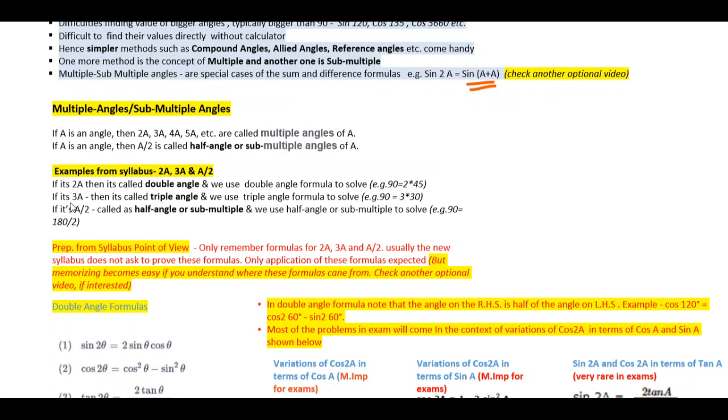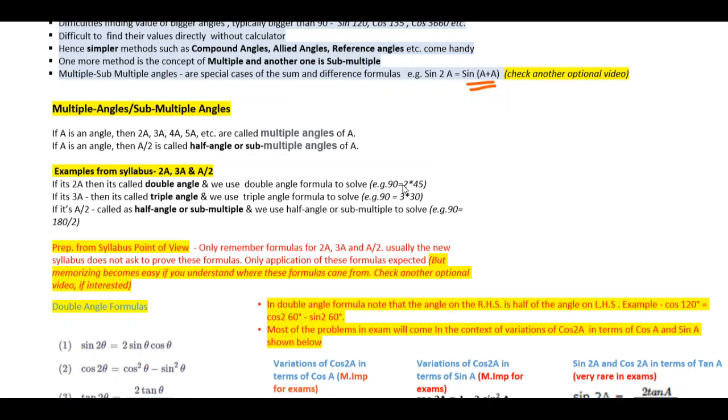If it fits the pattern of 3a, then we call it a triple angle, and then we'll be using the triple angle formula to solve the problem. And likewise, if it fits the pattern of a by 2, or half of a, then it's called a half angle or submultiple angle, and then you will use the half angle formula.